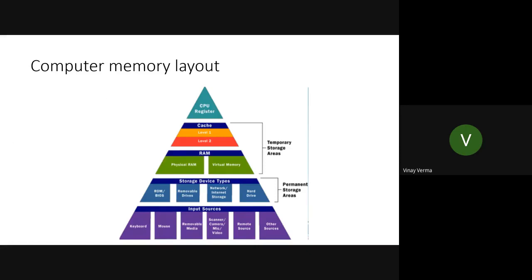So CPU register, then cache L1, L2, RAM, physical RAM and virtual memory, and then storage types, storage devices, removable drive, network, internet storage, hard drive, then input sources, mouse, keyboard, removable media, camera, remote source, and others. You can just take a screenshot of it if you want.